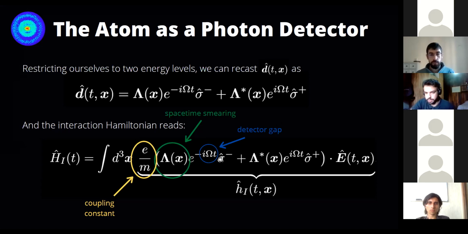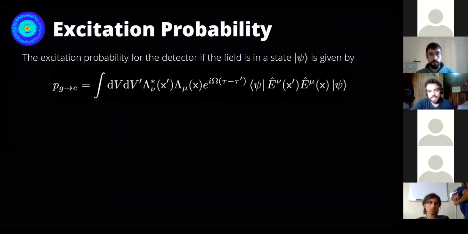And also, of course, we need the raising and lowering operators associated with the detector gap and the quantum field. But the things that define the detector essentially are these three quantities: the space-time smearing function, or vector or spinor, we'll see different cases, the coupling constant, and the detector gap.